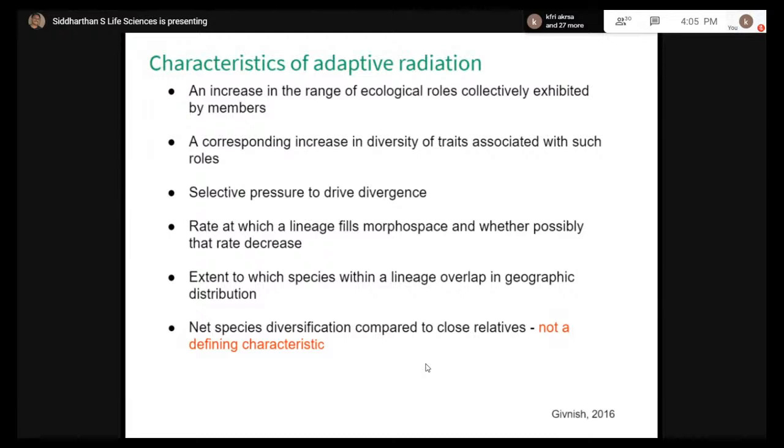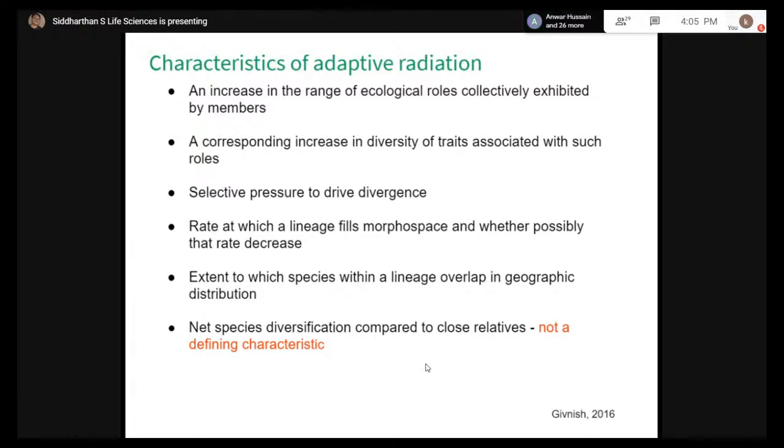And this morphospace should not keep increasing. So after all the ecological spaces have been reached, this diversification should reduce. That's one of the criteria. Then another important criterion is that these species should live within a geographical distribution. That means these are either parapatric or sympatric, or these are classical examples of parapatric speciation. There is no barrier to the gene flow. They are only partitioning the resources within the same ecosystem.